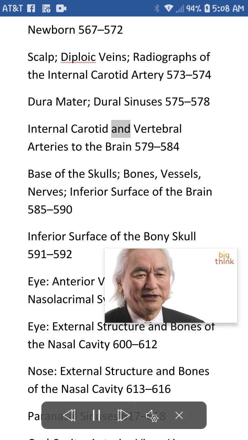Internal carotid and vertebral arteries to the brain, 579 to 584. Base of the skull, bones, vessels, nerves, inferior surface of the brain, 585 to 590. Inferior surface of the bony skull, 591 to 592.